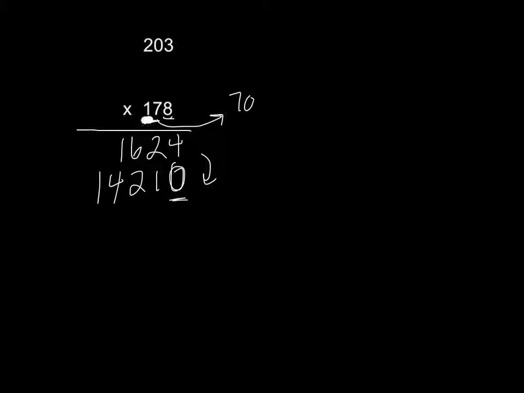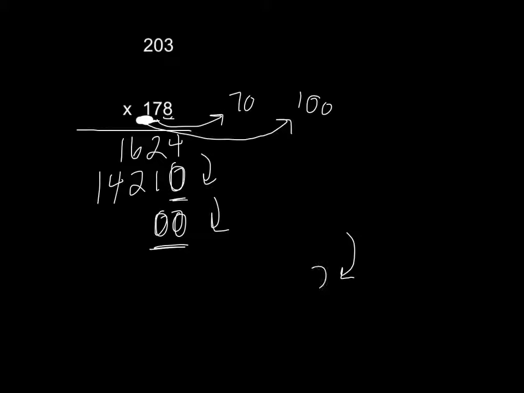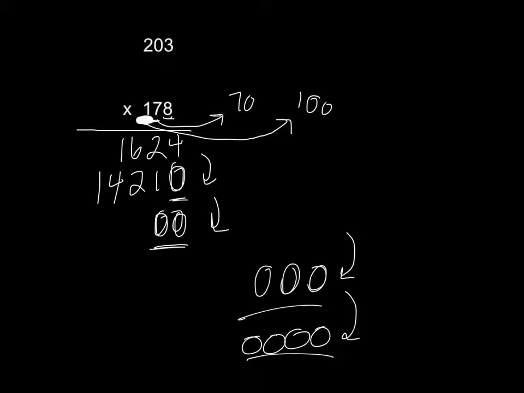This time, I'm going to go over to the next place value, and this place value is worth the hundreds. So 1 is really worth 100. Now when I move over another number, I'm going to go down another row, but this time I'm going to add 2 zeros. So there's a pattern. If I were to go down a third row, I would add 3 zeros, and another row, 4 zeros, and so on.